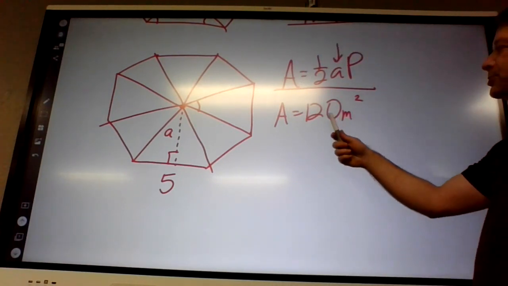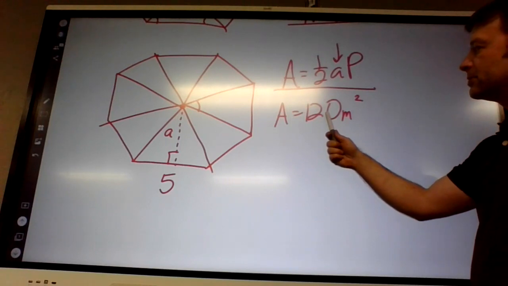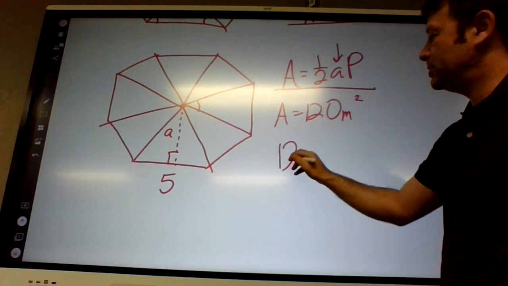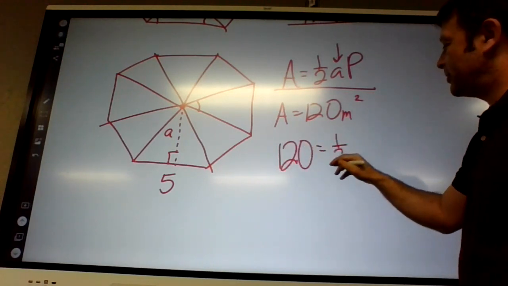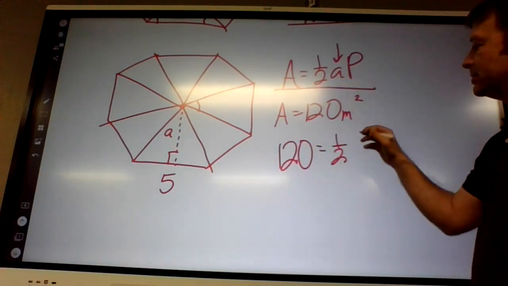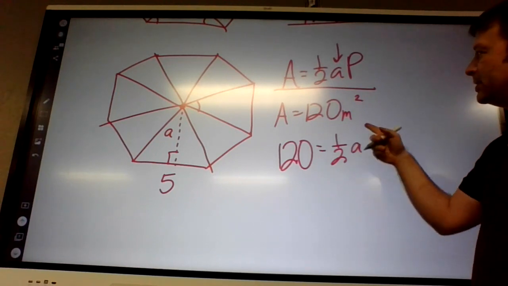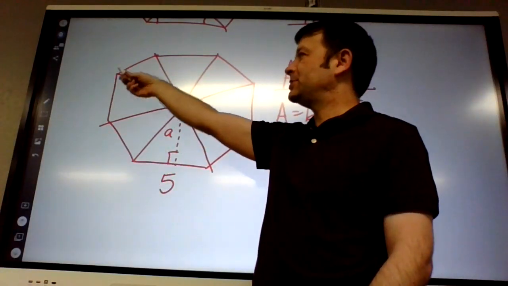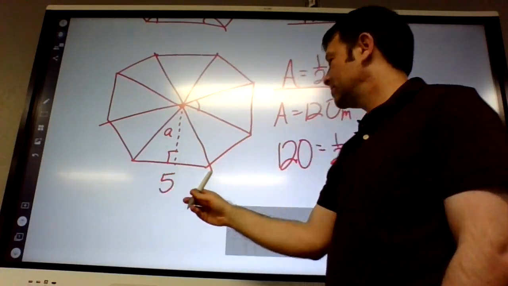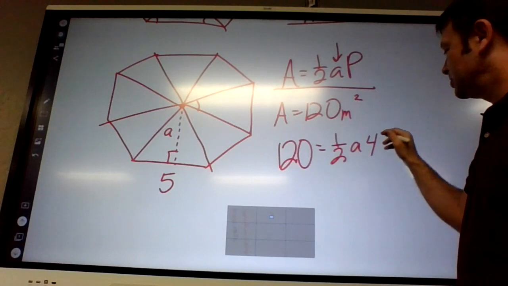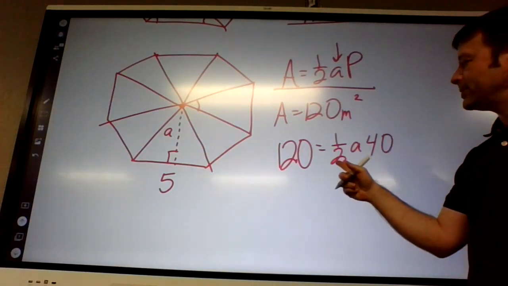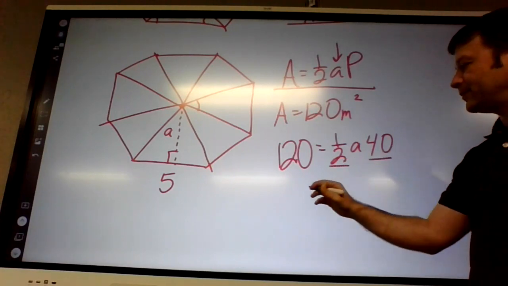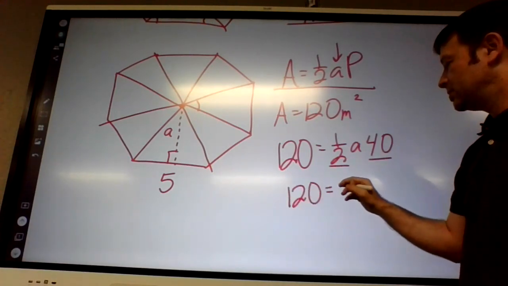Okay, where does the 120 go? Capital A, that's the area. 120 equals 1/2. What do I put for the apothem? I don't know this one. What do I put for the perimeter? 40, 5 times 8. Does order of multiplication matter? No, not if you're multiplying a bunch of stuff. So 1/2 times 40 is 20.